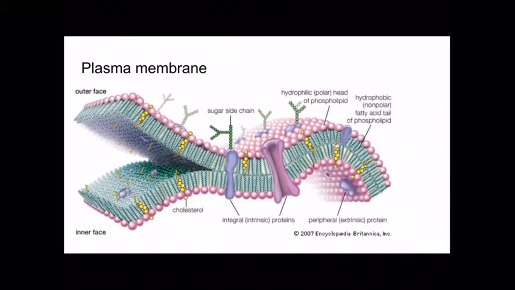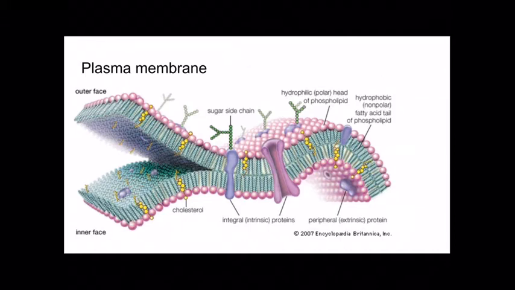So basically that means it creates this clear boundary between what is the inside of the cell and what is the outside of the cell, and then it regulates what is on the inside and what is on the outside. And so that's one function.